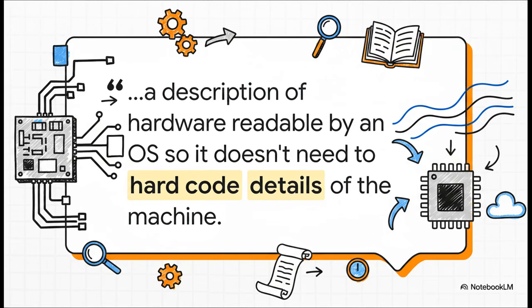And honestly, the Linux kernel's own documentation puts it perfectly. It's a description of hardware that is readable by an operating system, so that the operating system doesn't need to hard-code details of the machine. I mean, that's it, right there. That's the whole philosophy in a nutshell. Describe the hardware, don't hard-code.